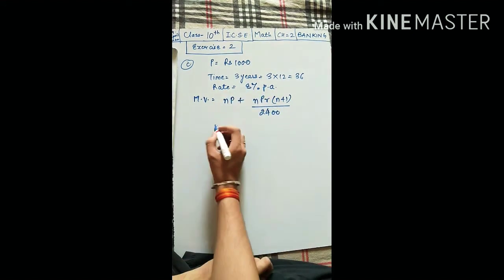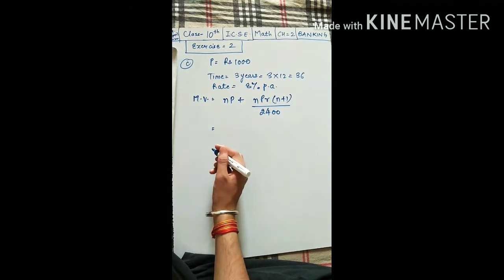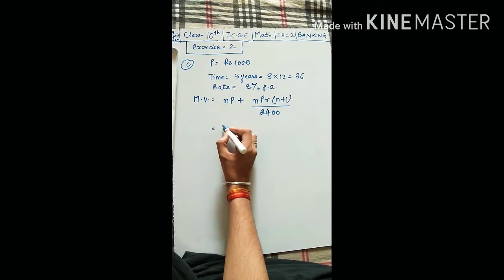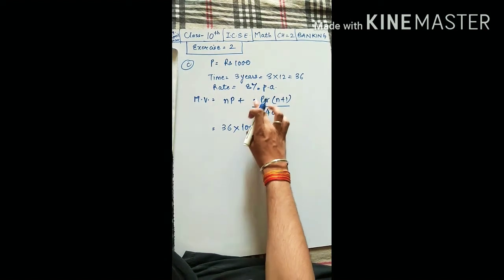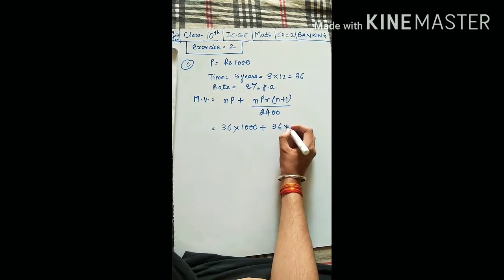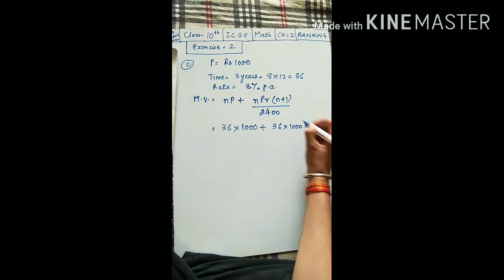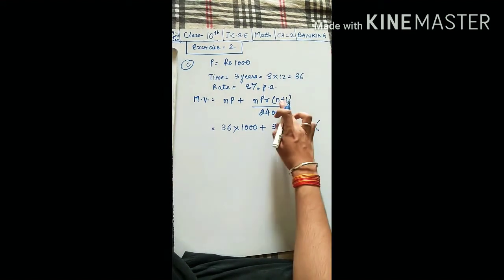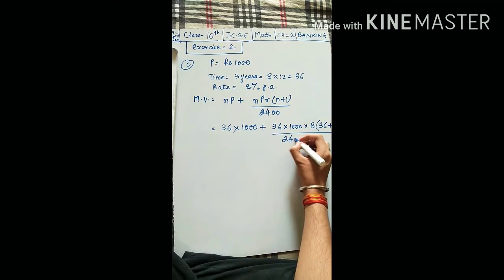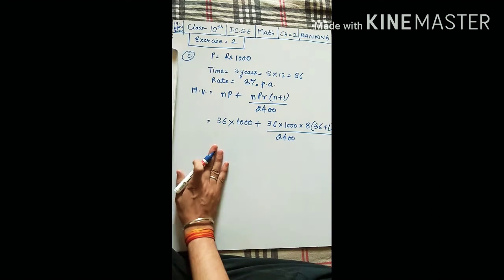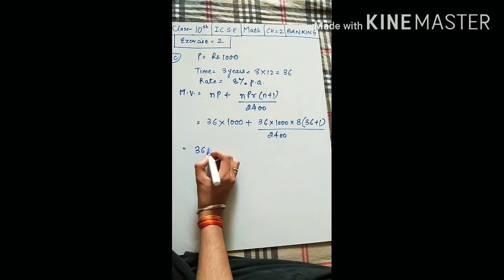2400. Let us substitute directly. You can take common also, or you can directly substitute the values. That is, n is 36. P is 1000. n is again 36 into P, that is 1000, into R is given 8%, n is 36 plus 1 upon 2400. Okay, wait. Yes, this is again 36,000.